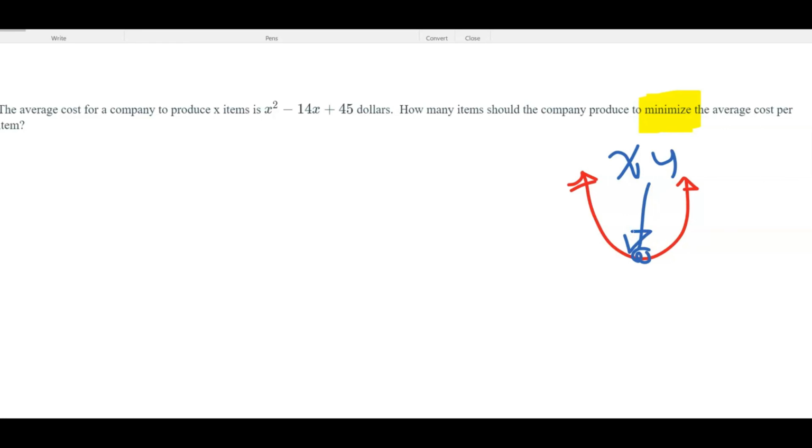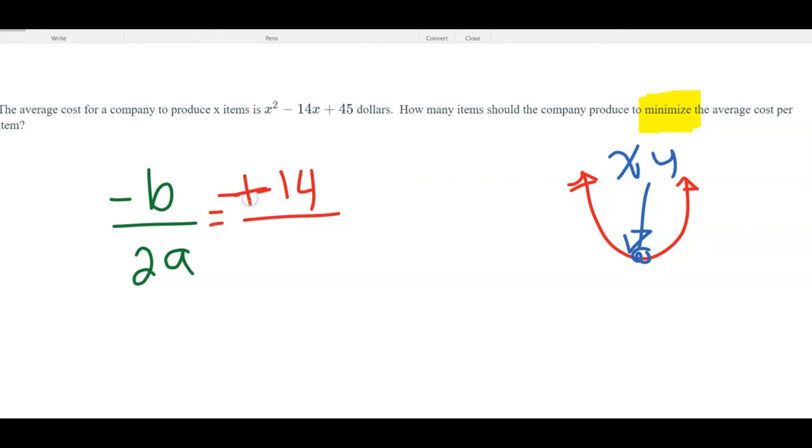And the easy way to find the vertex in standard form is to use the formula negative b over 2a. I could put this in Desmos, but the easiest way to do this is to use that formula, negative b over 2a. Negative b, well, the b term was already negative, so those two negatives just cancel out, over 2 times the a term 1. That's going to give me positive 7. So 7 is the lowest input. 7 is the amount of items the company would produce to minimize the average cost per item.